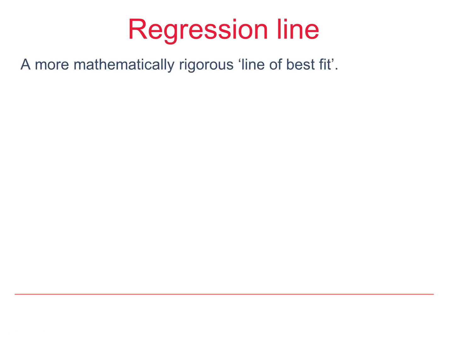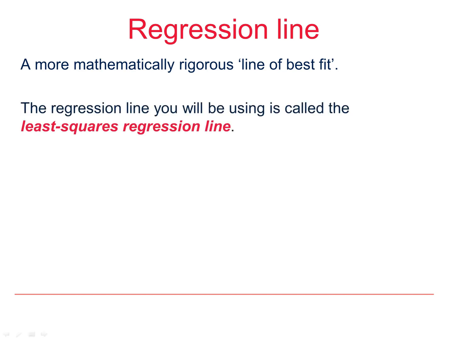You are already familiar with the idea of a line of best fit. We could consider a line of best fit to be a visual estimate of a regression line. There are several methods for actually calculating regression lines. The one in this course, the least squares regression line, is probably the simplest.